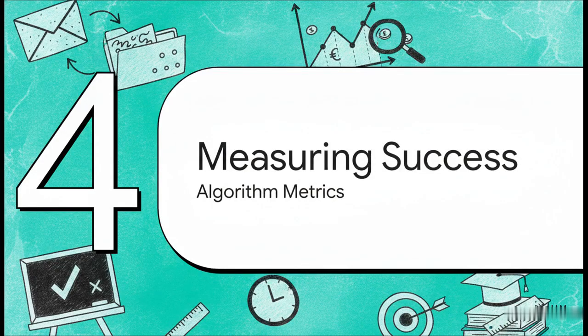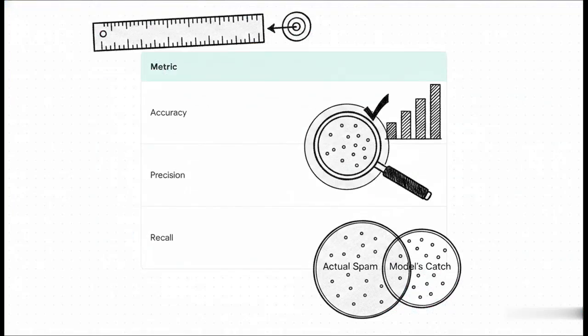But how do we know if these tools are actually working properly? That brings us to Section 4, Measuring Success. So, the crucial point is that we need specific rulers to measure our success. We test our models against three core metrics: accuracy, precision, and recall. Accuracy is pretty straightforward. It's simply how often the model was completely right overall. But precision asks a much tighter question. Of all the emails the system flagged as spam, how many actually were spam? And recall kind of flips that on its head. Of all the actual spam floating around out there, how much of it did our model actually catch?